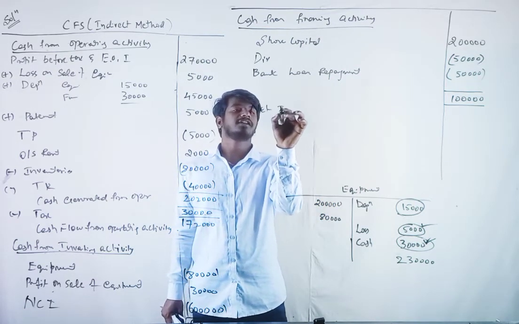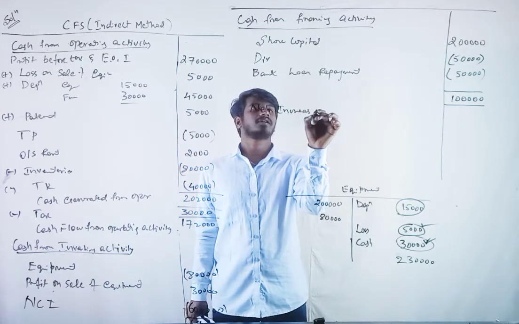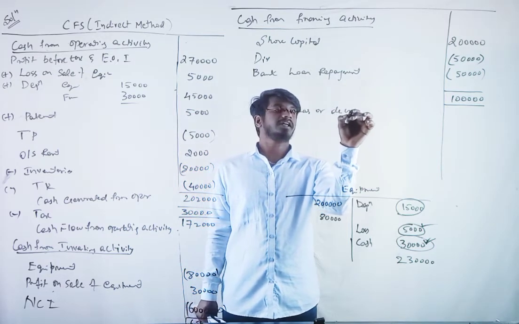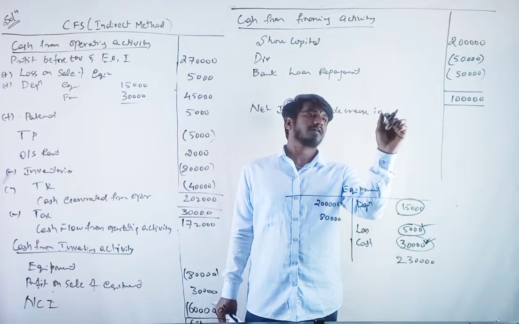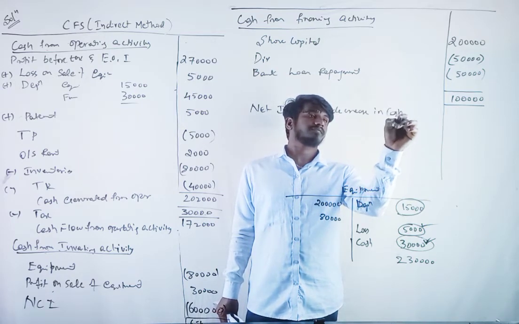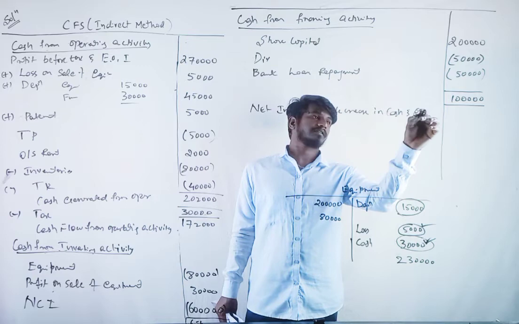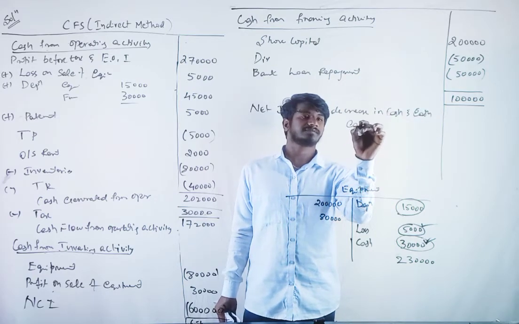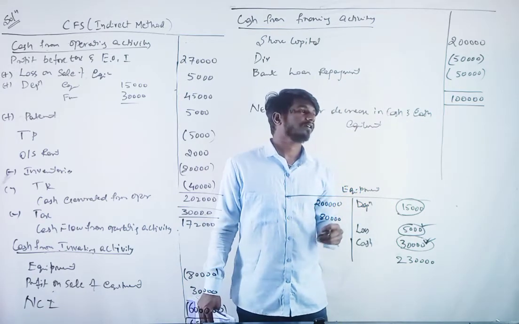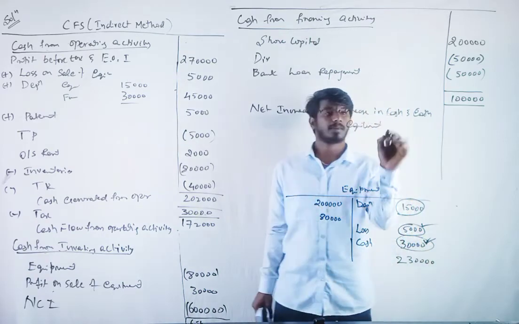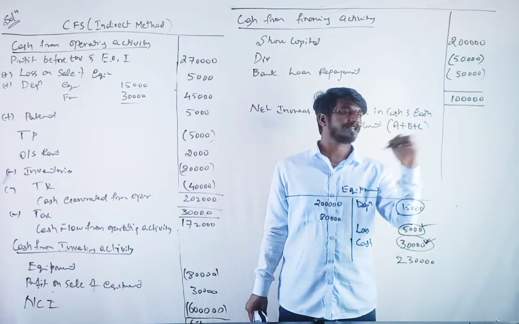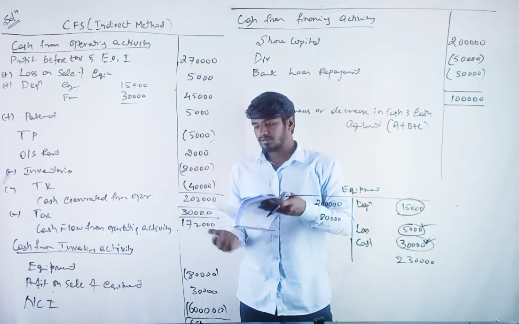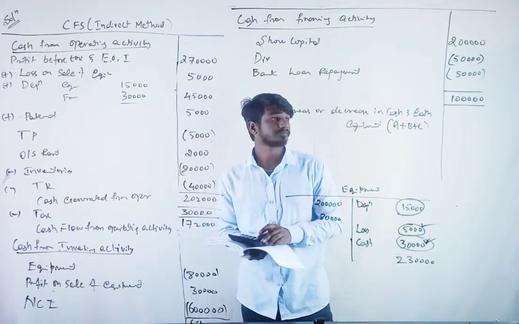Net increase or decrease in cash and cash equivalent. Right, we should add these three. Okay, 1,72,000.